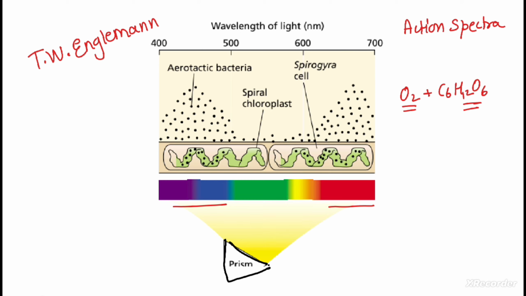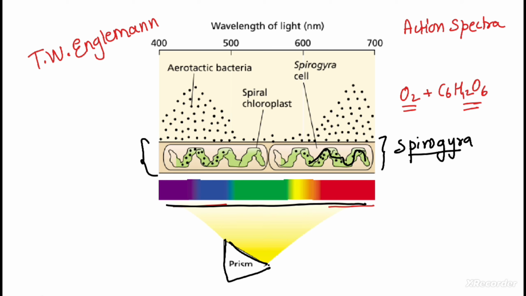colors. Okay, now this is your whole spectra, right, from violet to red, and in this system he added spirogyra. I don't think anyone doesn't know who this spirogyra is, because we are giving the NET exam, and I think everyone knows. But spirogyra is an alga, and here it has this spiral chloroplast, right? And during the photosynthesis process, like any other plant or cyanobacteria, it will form oxygen, right?